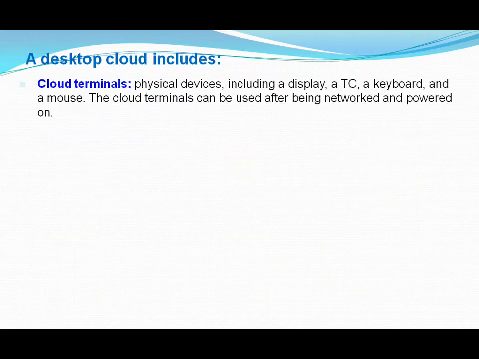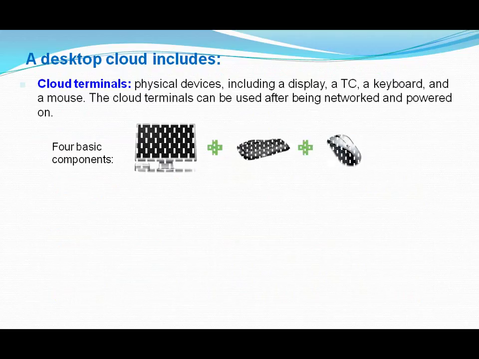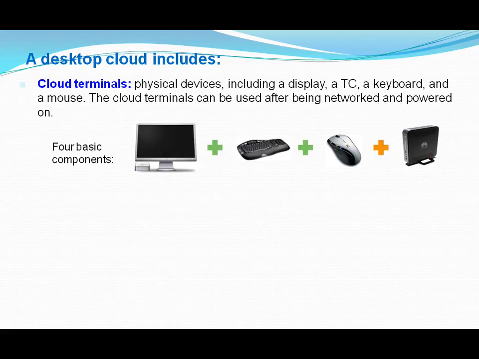What does the desktop cloud consist of? The desktop cloud system consists of cloud terminals and cloud hosts. A user can connect to a virtual desktop by simply using a monitor, a mouse, a keyboard, and a PC. These devices constitute a set of cloud terminals.